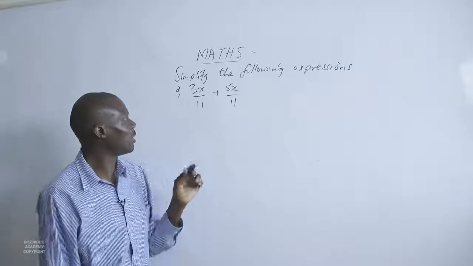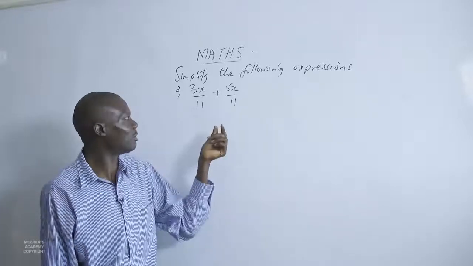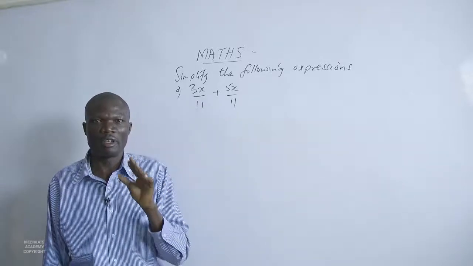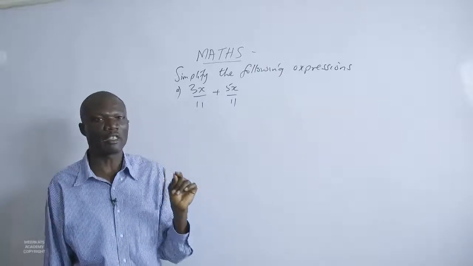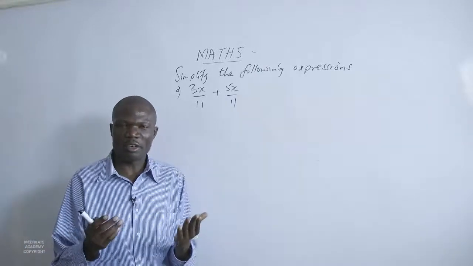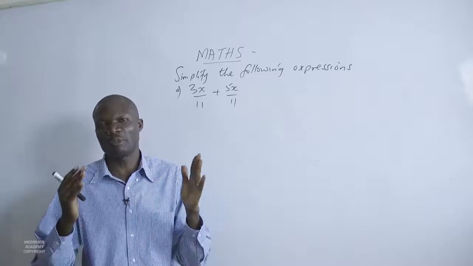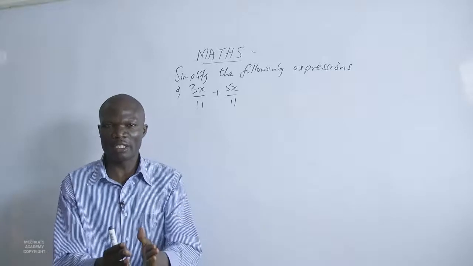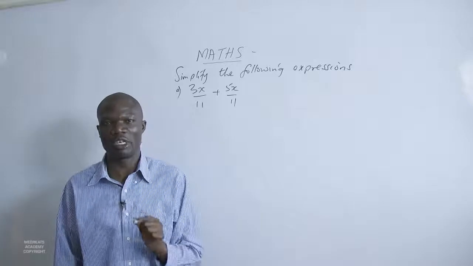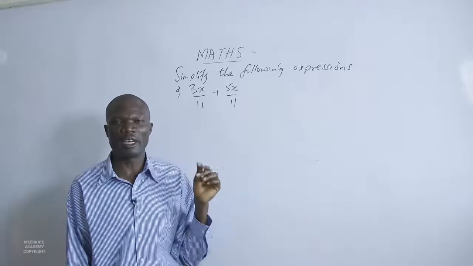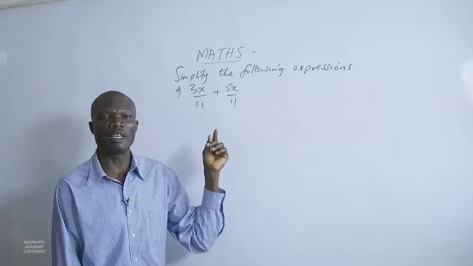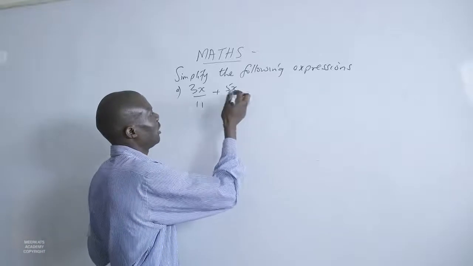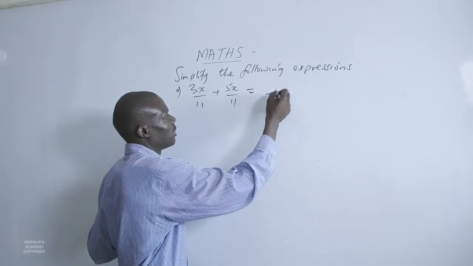3x over 11 plus 5x over 11. The first thing we ask ourselves, before we add and subtract any algebraic fraction, is the denominator the same? Is it or is it not? Definitely the answer is clear. Our denominator here is 11 for the first term and 11 for the second term. So we can agree that the denominator is the same. So we shall say this is equal to the denominator, which is what?